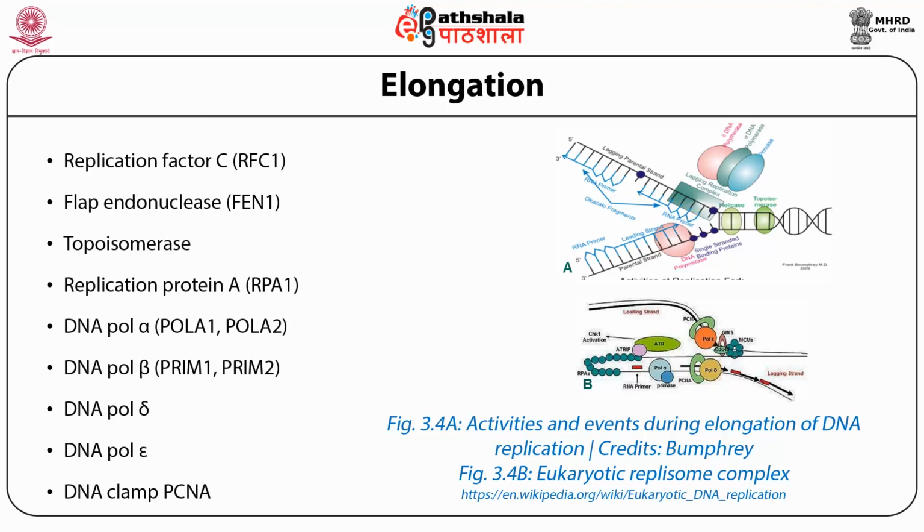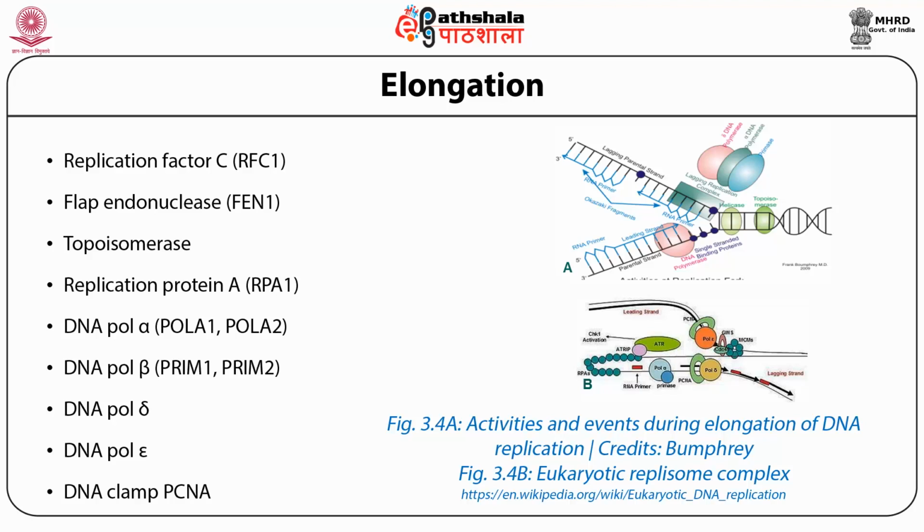Elongation activity of DNA replication includes the activity of multiple proteins such as replication factor C, flap endonuclease, topoisomerase, which stabilizes the unwinding of the DNA duplex, replication protein A, and a number of polymerases which perform either extending of the DNA strand by polymerizing activity or removal of primer by exonuclease activity.